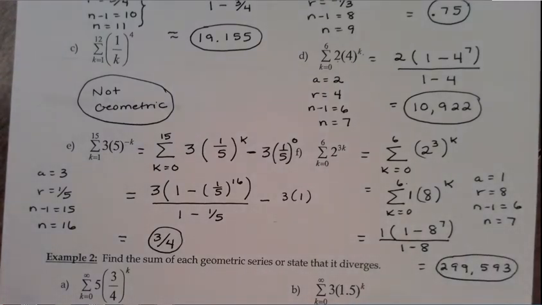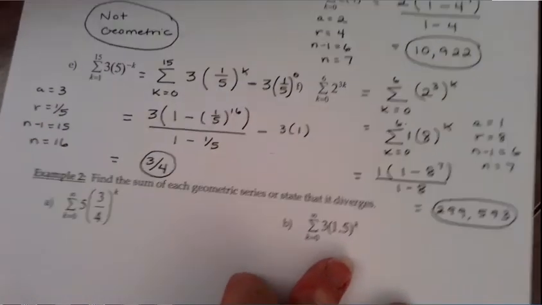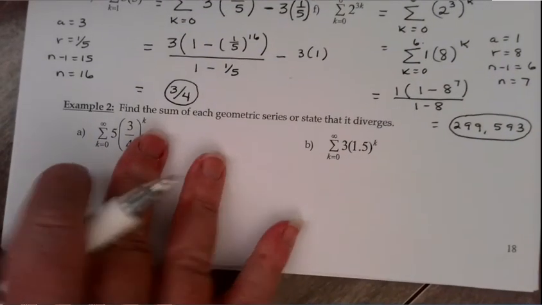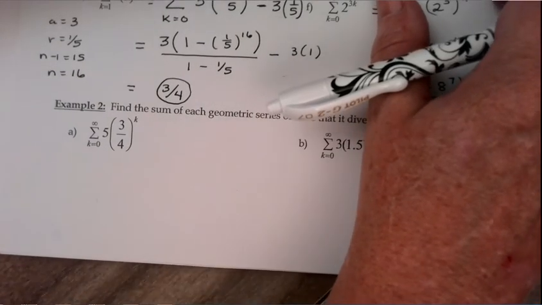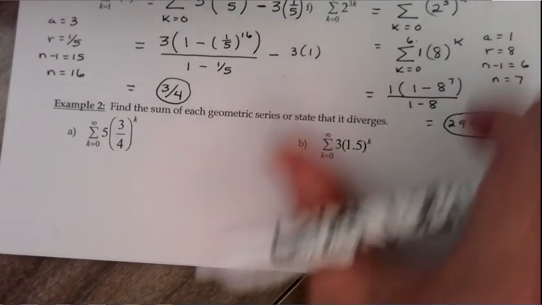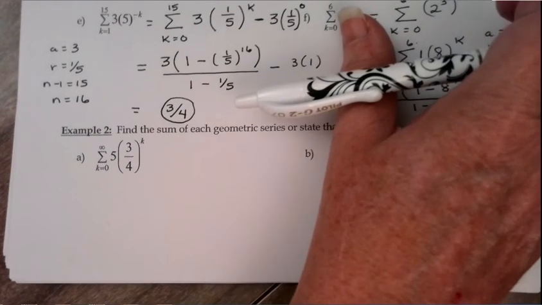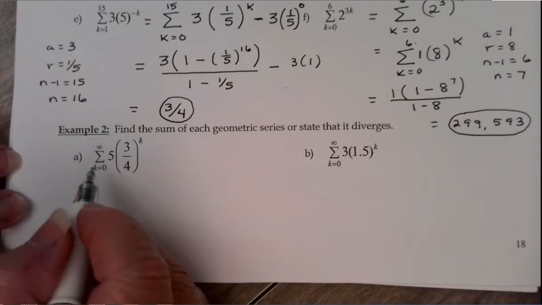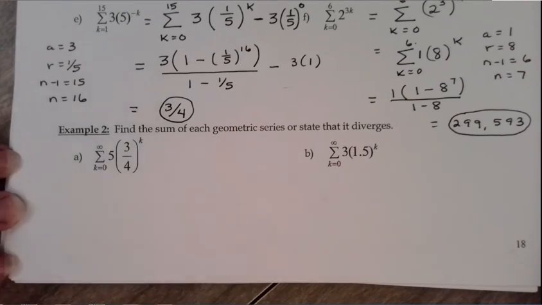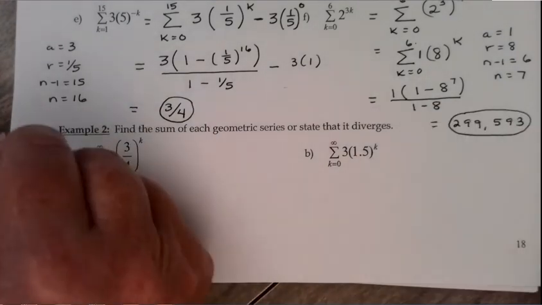All right, so there are some problems with the finite geometric sums. In example 2, we're going to look at the infinite geometric sums. And just a reminder, with the infinite sums, we now have a new formula, right? Our formula for the infinite sums is a over 1 minus r.